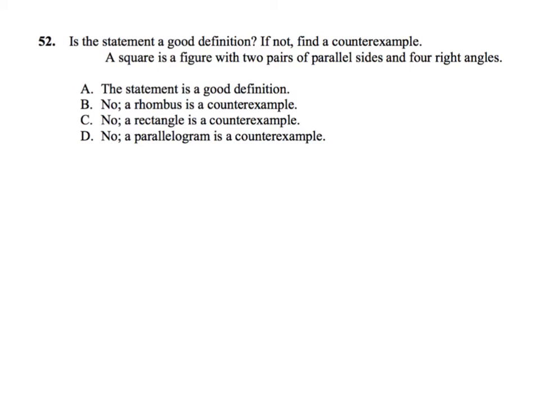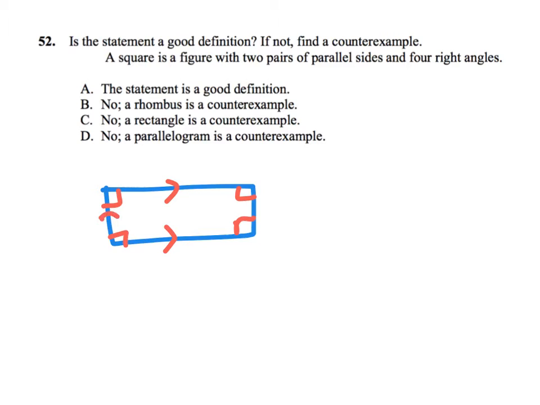My next one says, is the statement a good definition? If not, find a counterexample. A square is a figure with two pairs of parallel sides and four right angles. I would say this is actually a bad definition because I think about something that has two pairs of parallel sides and four right angles. I know that a rectangle has four right angles. I also know that the long sides are parallel, the short sides are parallel. I'm sorry, those were congruent sides, but those are also true. These guys are parallel, these guys are parallel. So I would say no, a rectangle is a counterexample.